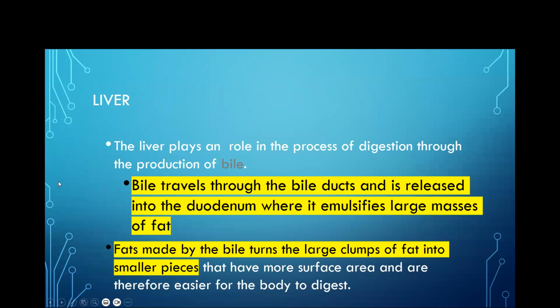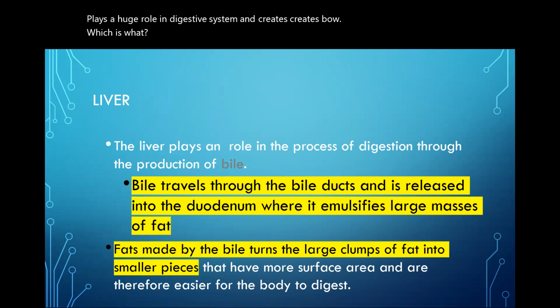The liver plays a huge role in the digestive system. It creates bile, which is what helps break down different material. It takes the fat, takes the large chunks of it, and creates small ones so that it can help digest.